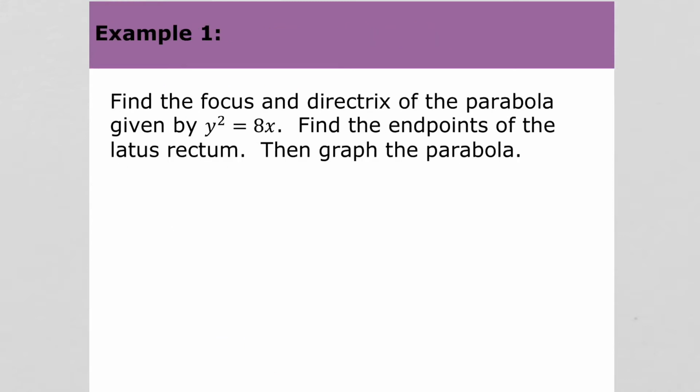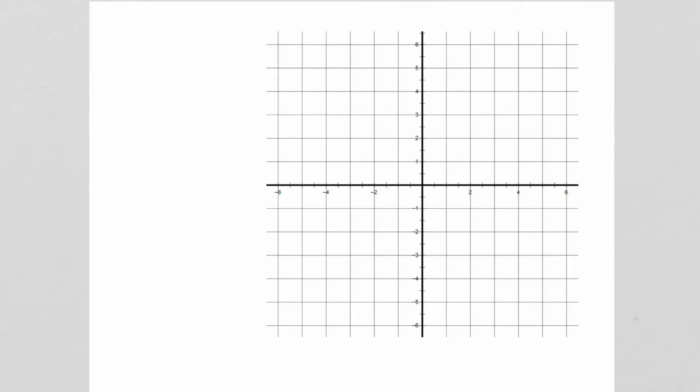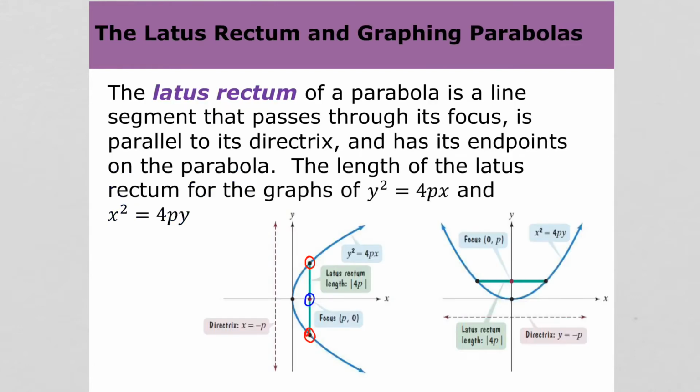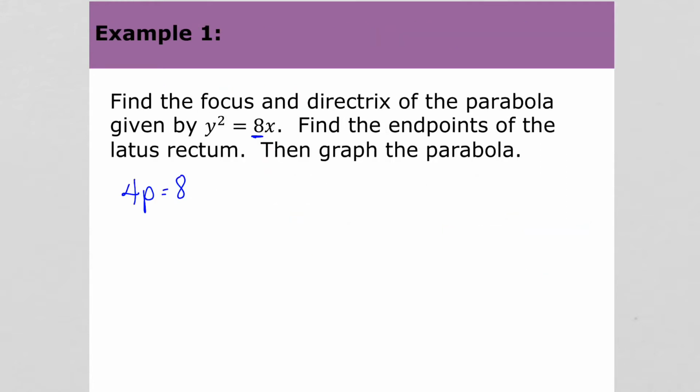Example 1 says, find the focus and directrix of the parabola, y squared equals 8x. Find its endpoints of the latus rectum and graph the parabola. So the first thing we need is the center. Well, the center is at 0, 0, because there's nothing with h and k going on here. The second thing we need to do is find p. So what we do to find p is we take the number in front of x there, that's 8, and set it equal to 4p. Why do we set it equal to 4p? Because 4p is what's in front there. So since we've got y squared equals 4px, and this is y squared equals 8x, then 4p is equal to 8. 4p is equal to 8.